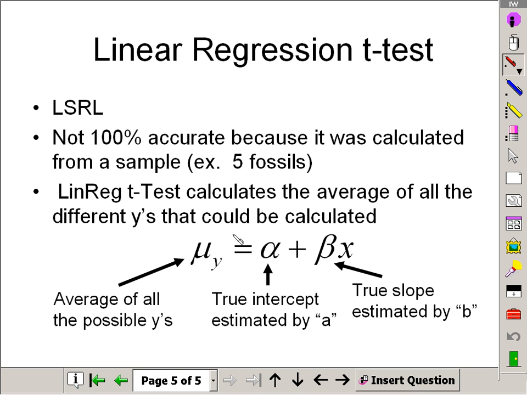What this equation will do is unite all those together, and we can come up with a true population least squares regression line, with a true intercept and a true slope. You'll notice we call this the average of all the possible y's. That's why we use mu. Here, we use the letter beta for the true slope, and we use the true intercept here as well.